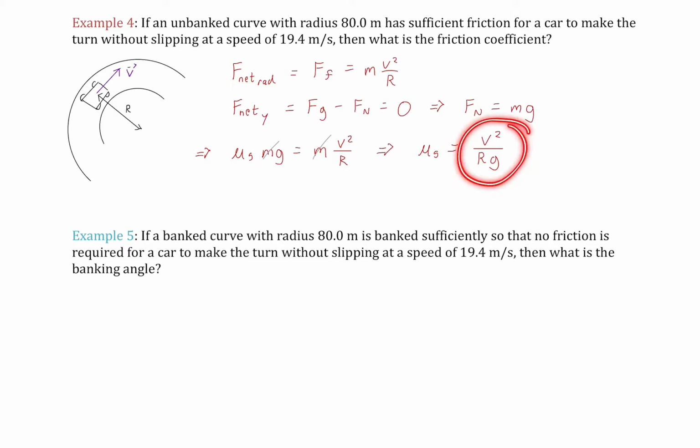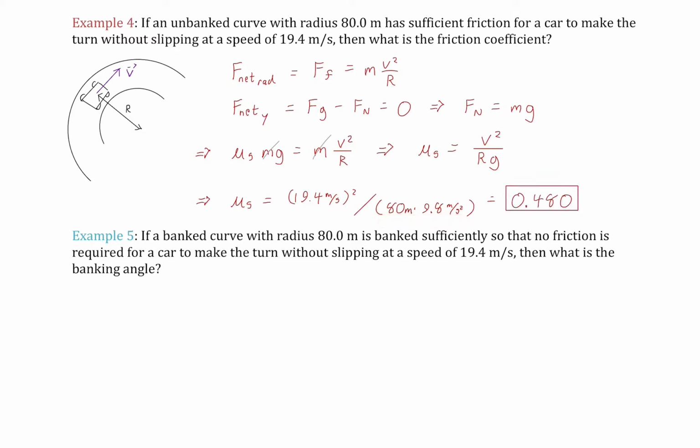So we have kind of the direct relationship to particular variables: how fast you're going and how wide the turn is. And what planet you're on, g. So plug in the numbers that we were given: the velocity, the radius of the turn, gravitational acceleration, and we find that a fairly large static friction coefficient is necessary for the car to not slip, 0.48.